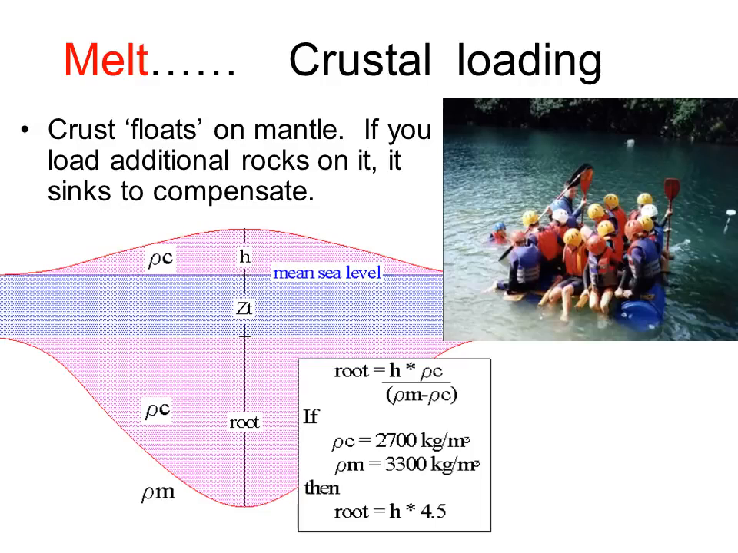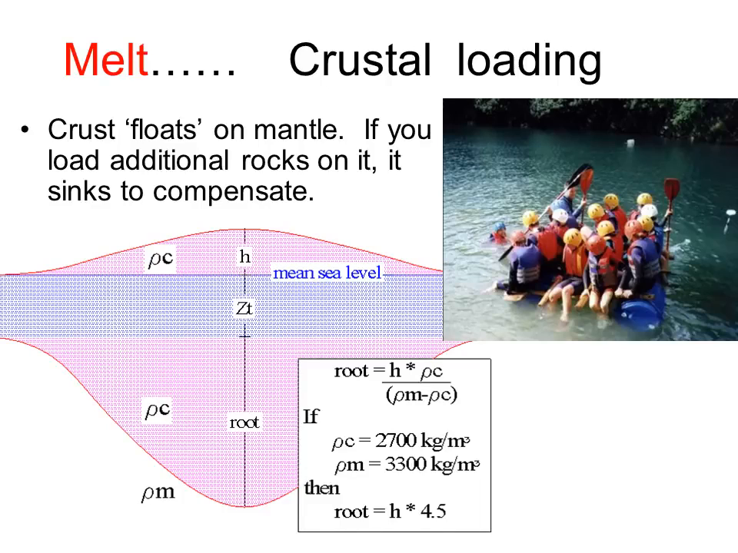As mentioned earlier, the crust floats on the mantle like a raft or a boat on water. If you add a couple more people to a raft, it compensates for their weight by sinking a few inches and displacing more water. But because the density difference between the crust and the air is much greater than the difference in density between the crust and the mantle, the base of the crust has to sink much more than the height of the added load in order to compensate.